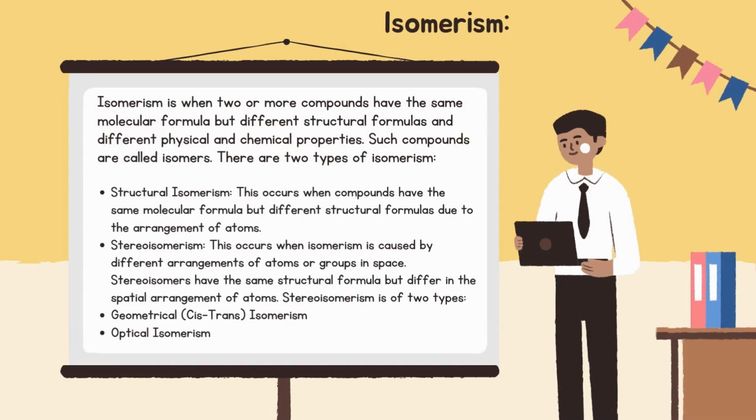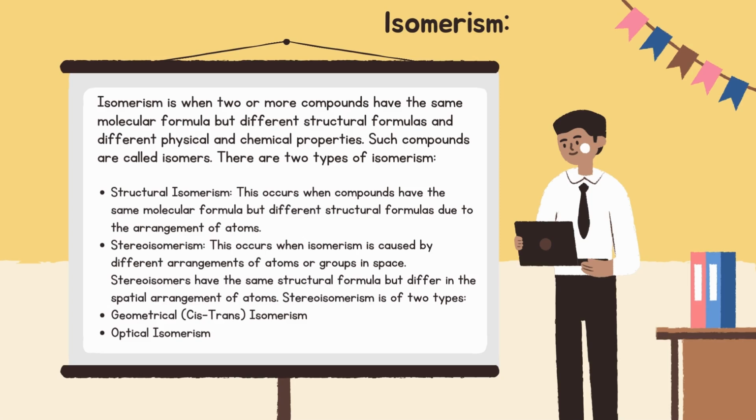Isomerism. Isomerism is when two or more compounds have the same molecular formula but different structural formulas and different physical and chemical properties. Such compounds are called isomers. There are two types of isomerism.